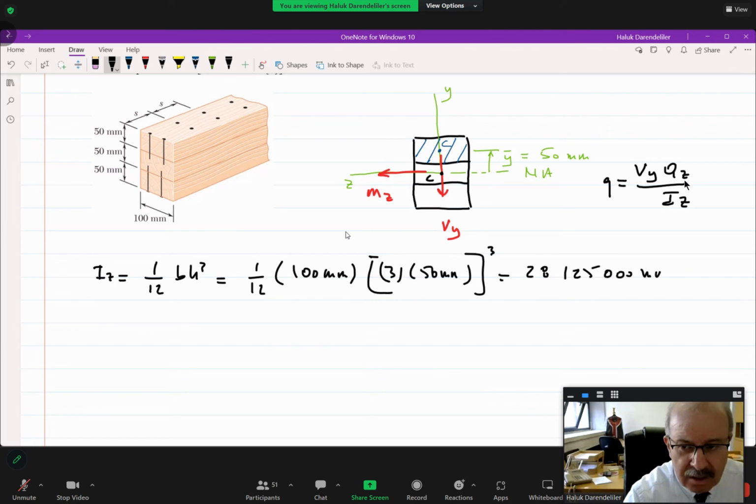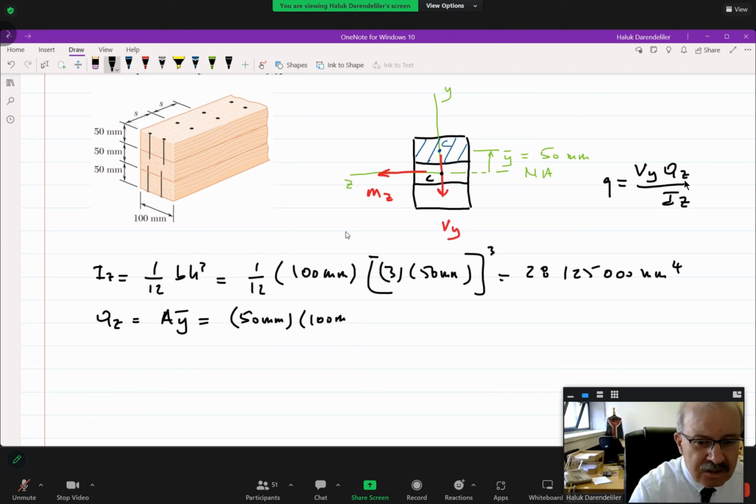28,125,000, okay? And now I am looking for Qz. What is Qz? It is the first moment of the related area. The related area in this problem is the cross-section of the upper board, so it is nothing but A y bar. What is A? A is the cross-section of the upper board. It is 50 millimeters times 100 millimeters, the cross-hatch area. If I multiply this area with y bar, which is 50 millimeters, then what I get is the first moment of area that comes as 250,000. Okay.